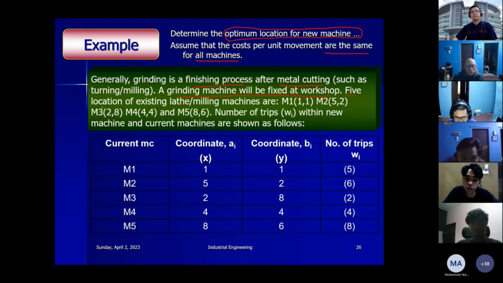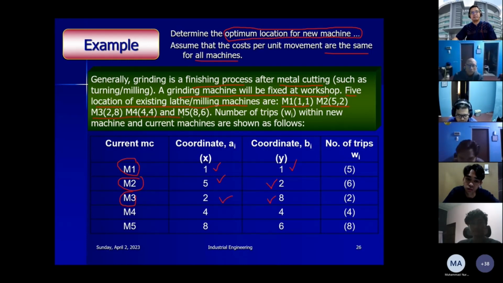And there are 5 locations of existing lathe or milling machines, starting with M1. They are given coordinates for the 5 locations. For M1, the coordinate ai, or X, is 1, meanwhile the coordinate bi, Y, is 1. Look at this question. Meanwhile, for M2, machine 2, it is 5, 2. Machine number 3 is 2, 8.